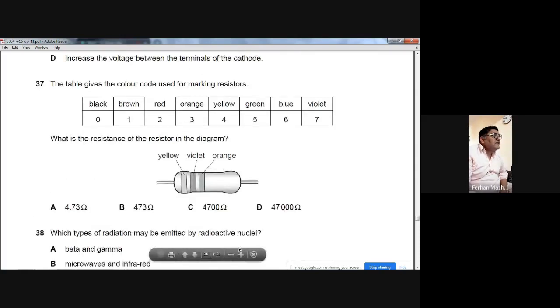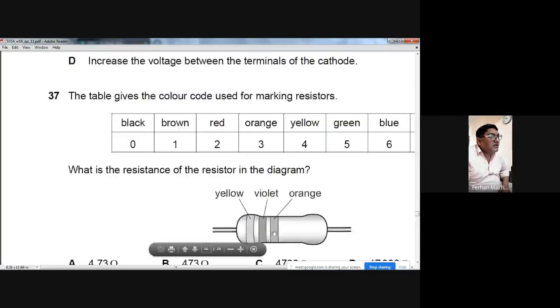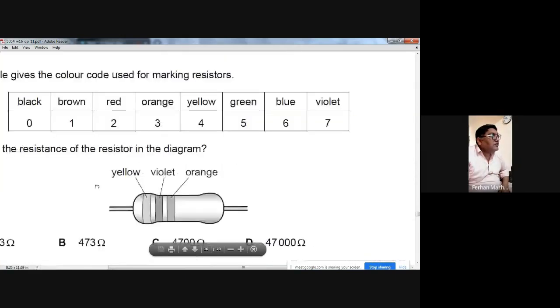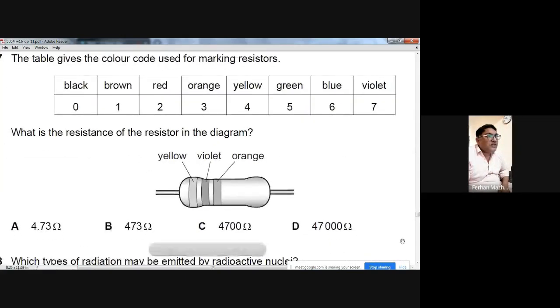36. The table gives the color code used for marking resistors. What is the resistance of the resistor in the color? You see here three bands of colors are given. Let me show you. Yeah, now it's more clear. The three colors are given: yellow, violet, orange. The first color gives you the first digit. Yellow stands for 4. Note it down, 4. And violet stands for 7.